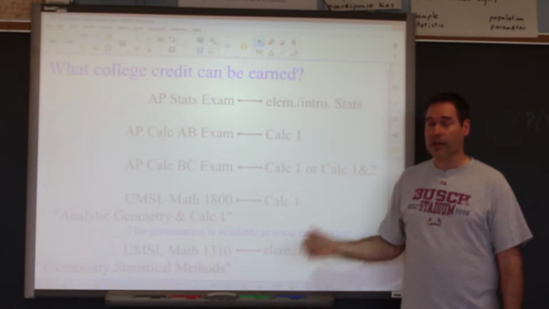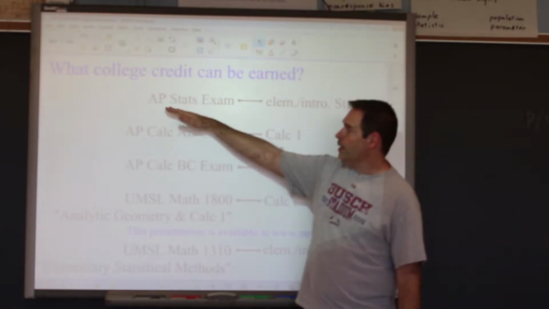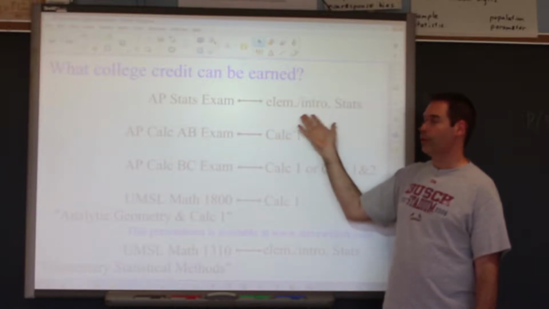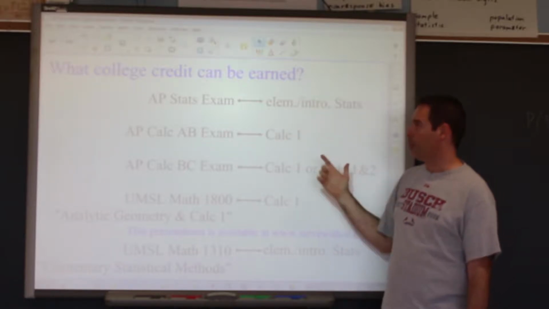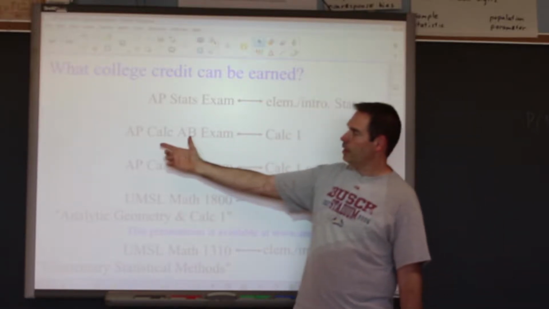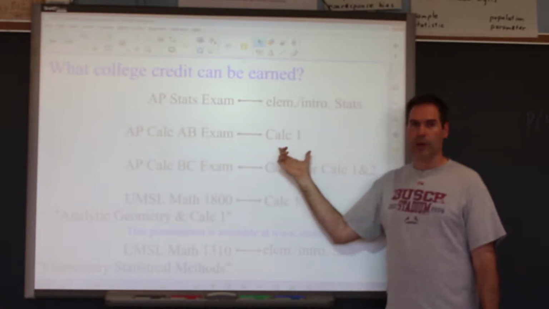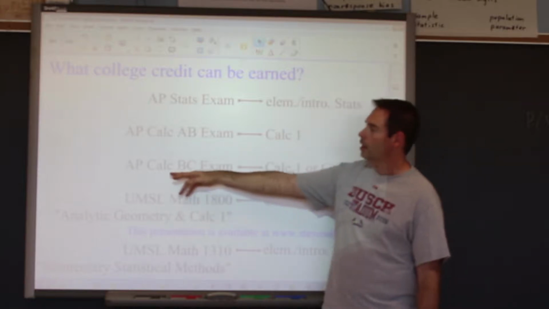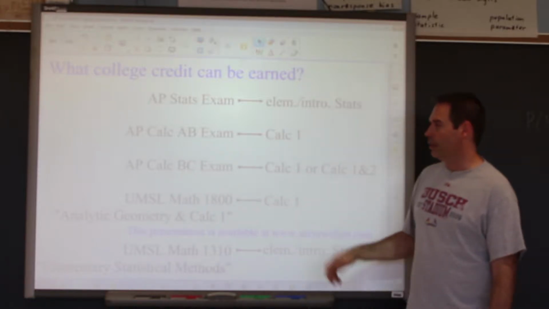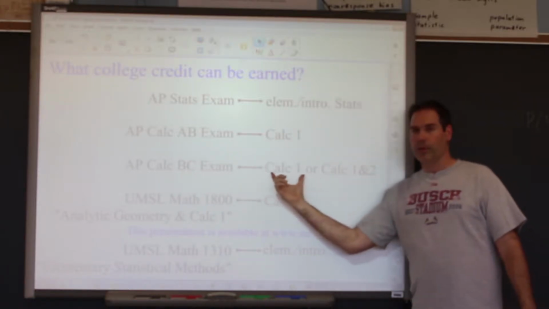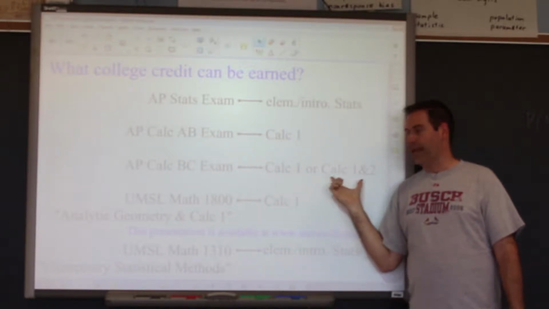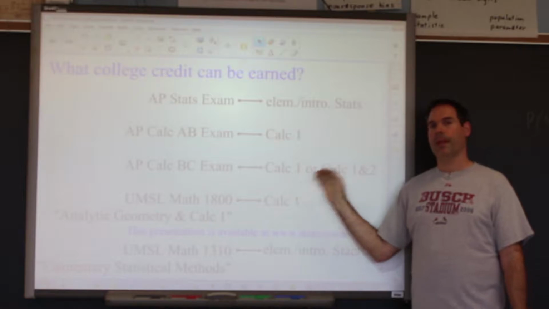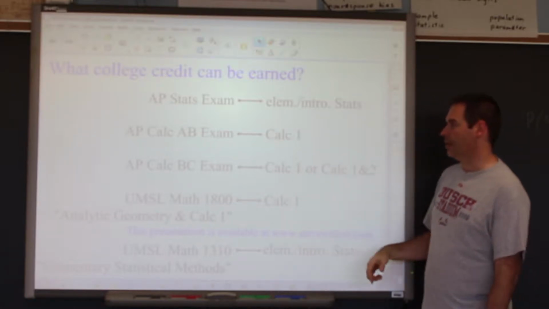So as far as the college credit that can be earned, if we take the AP Statistics exam, most universities will count that as an elementary or introductory statistics course on their campus. The AP Calculus AB exam generally equates to Calculus 1 at any university the students would attend. If they're taking the AP Calculus BC exam, some universities will give them Calc 1 and Calc 2 credit. It could be that they just earn Calc 1 credit depending upon what their score is on the exam.